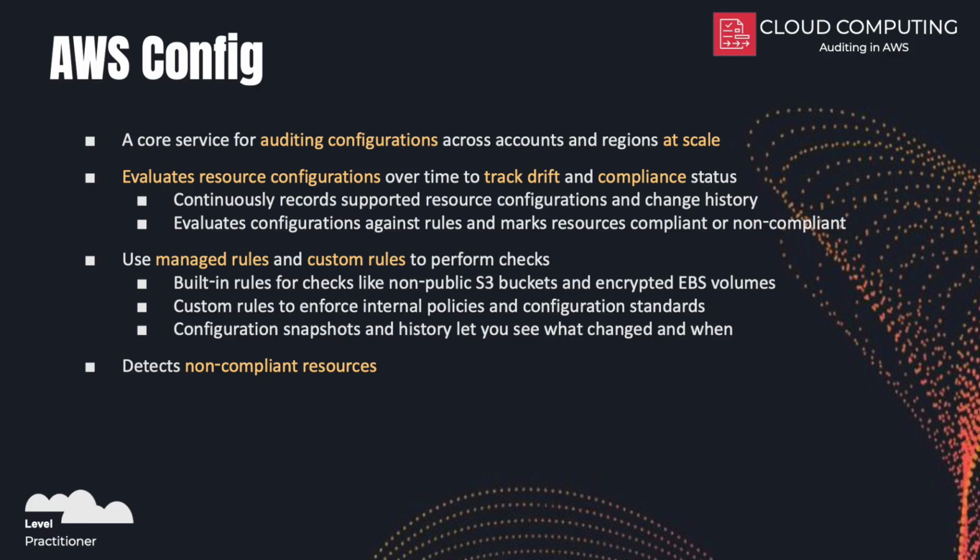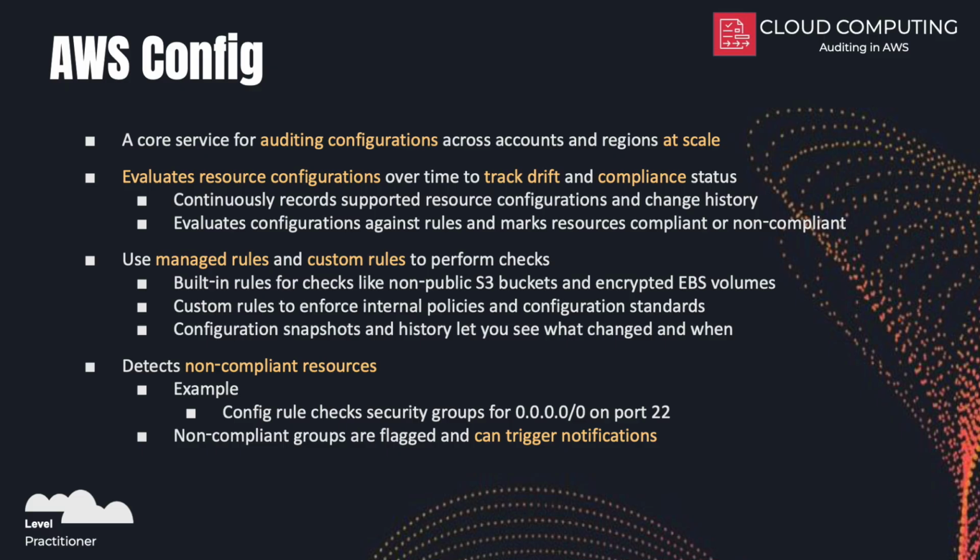To make this more concrete, imagine a simple scenario. You have a rule that says no security group should allow SSH, port 22, from the entire internet. You can create a Config rule to check all the security groups, and if any of them allow 0.0.0.0/0 on port 22, Config will mark those groups as non-compliant and can send you a notification. So Config gives you continuous visibility into configuration compliance, but audit teams often need more than that.